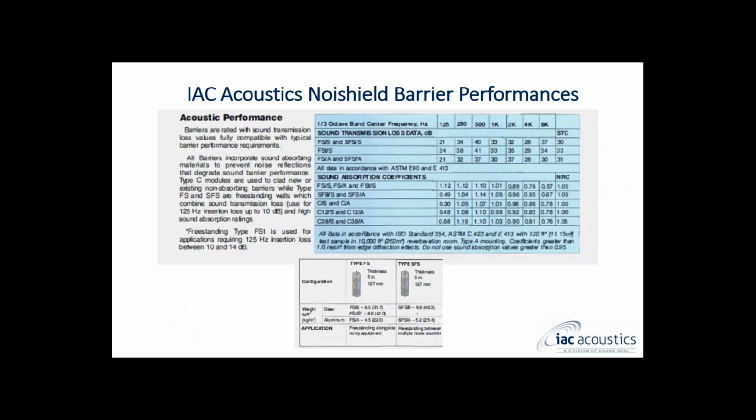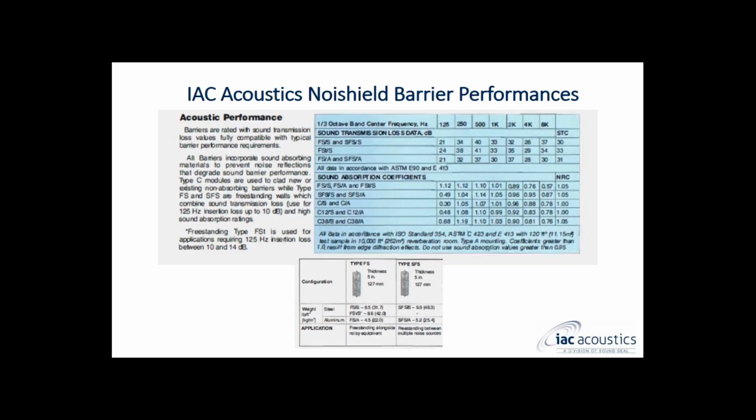We have performance data for all of our panels listed in our data sheets and on the website. And you can see that the most common panel that we use, IAC's Noise Shield FSS panel, has an STC rating of 30, and it has minimum transmission loss values of 21, and they range up to transmission loss values as high as 40. So this is an excellent material and an excellent component to use for a barrier screen.